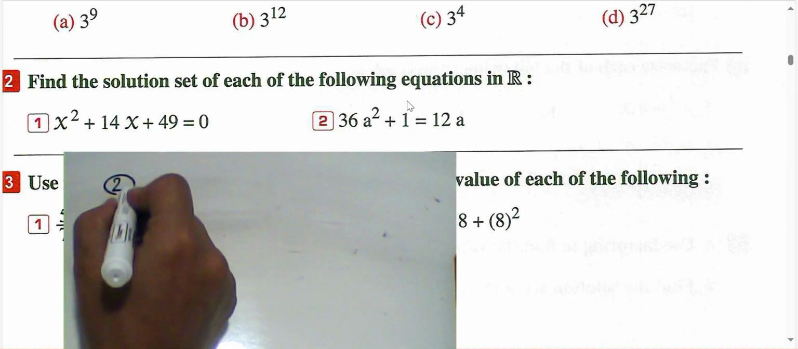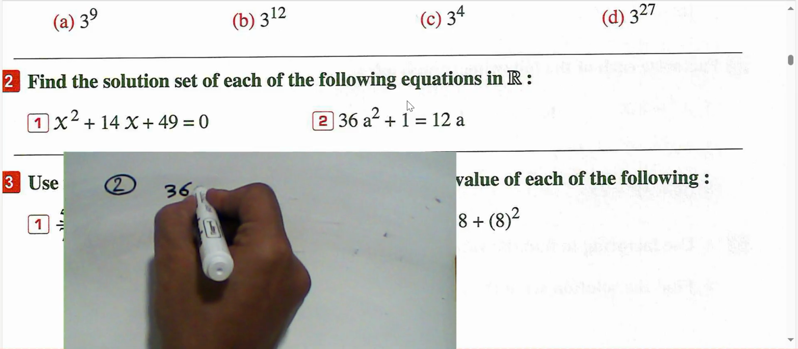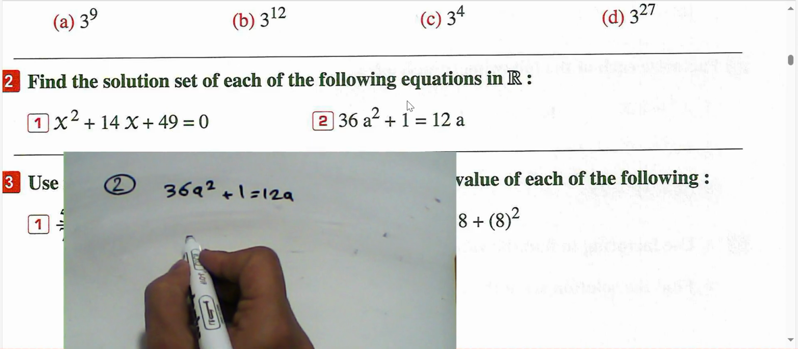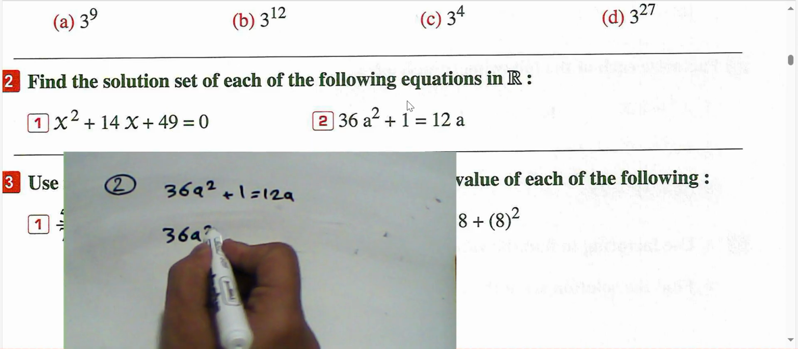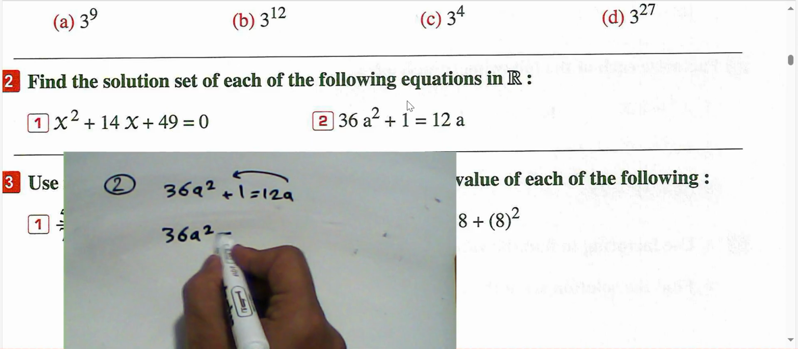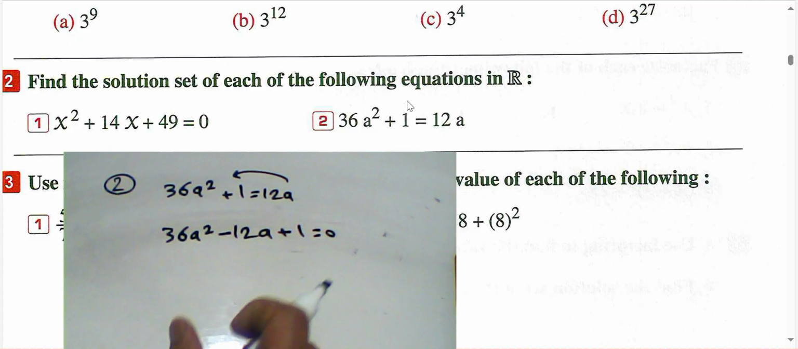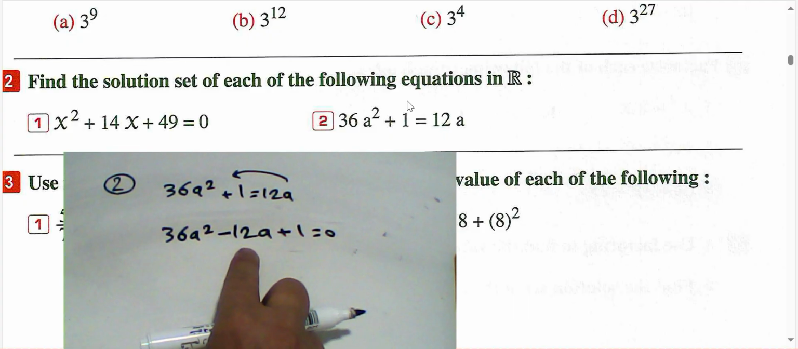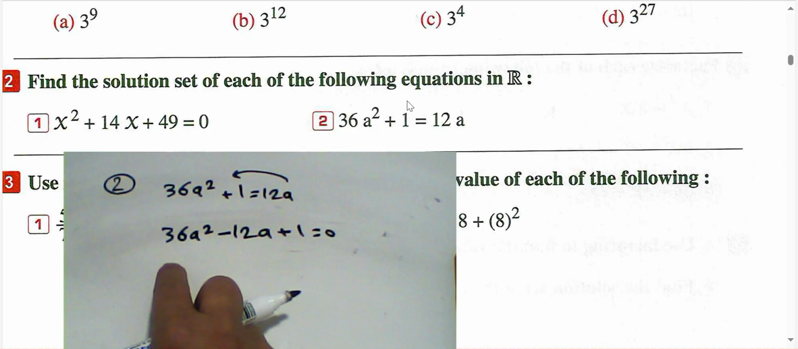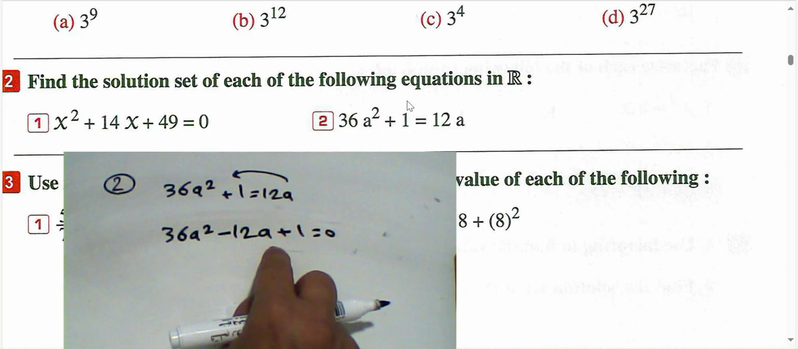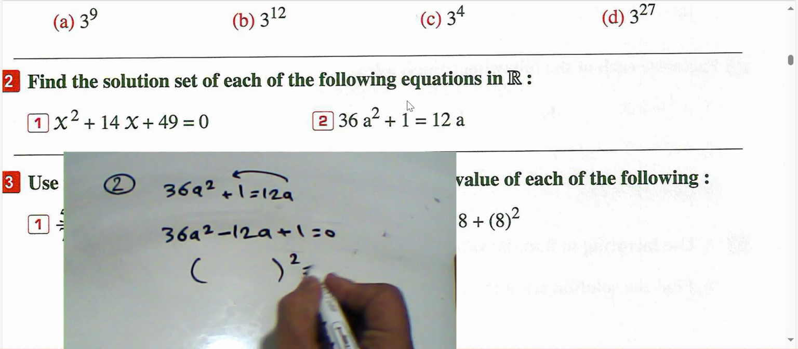Question number 2. 36a^2 plus 1 equals 12a. Move this term here, it will be 36a^2 minus 12a plus 1 equals 0. This expression we call a perfect square because the middle term equals 2 times the square root of 36a^2 multiplied by the square root of 1. Then the result will be 12a. So this expression is a perfect square.